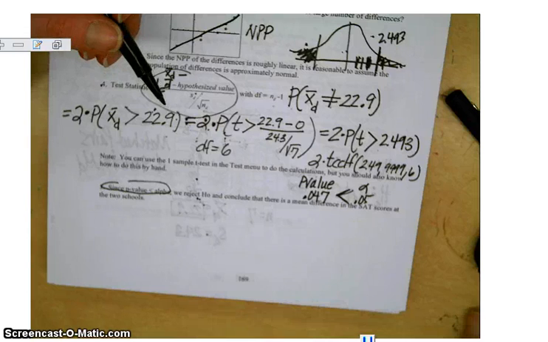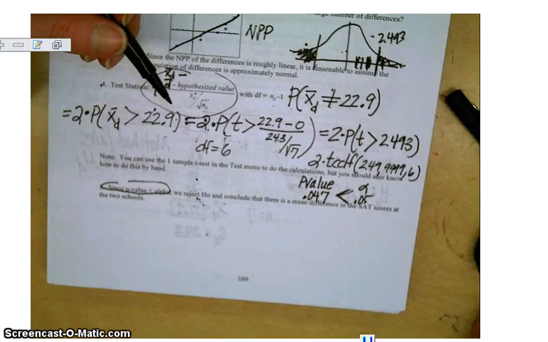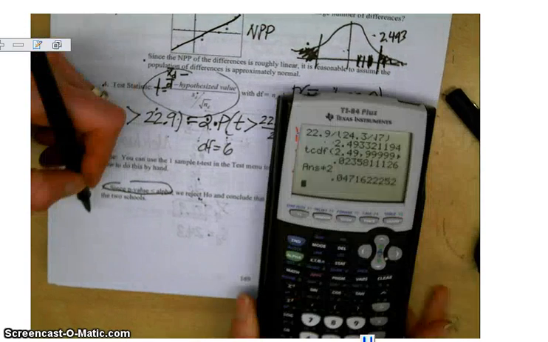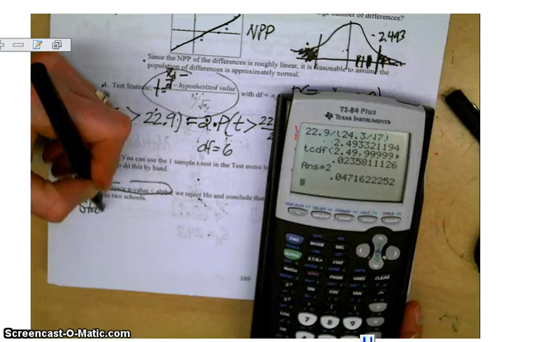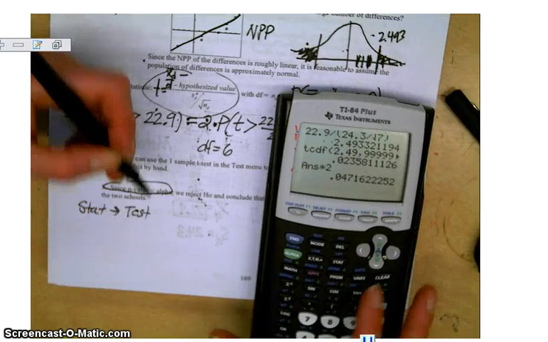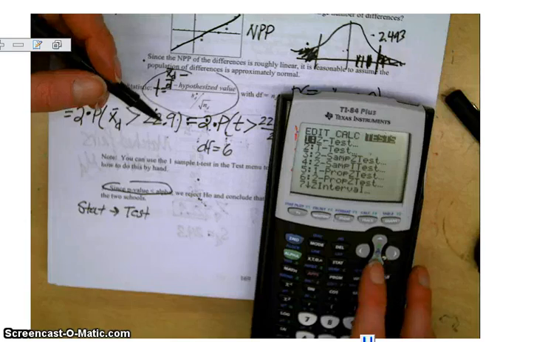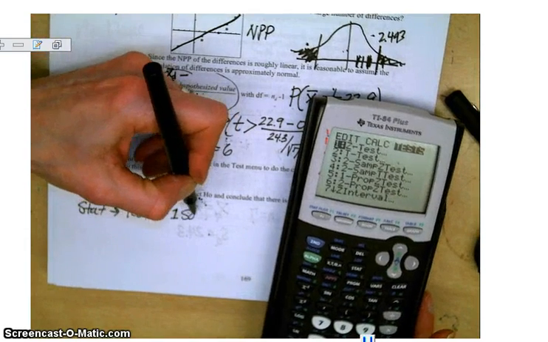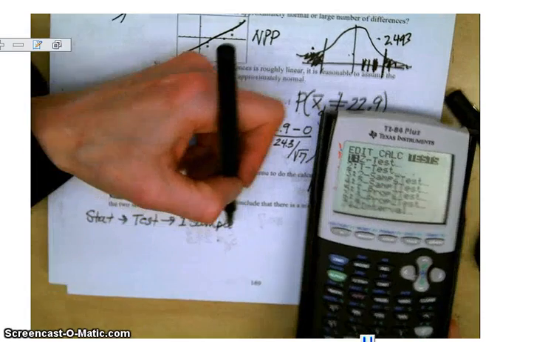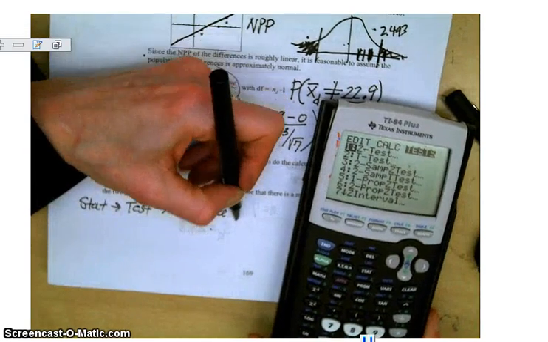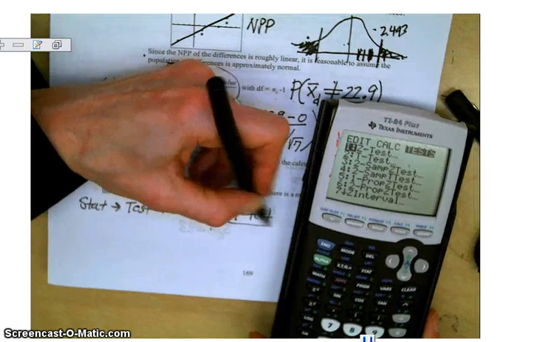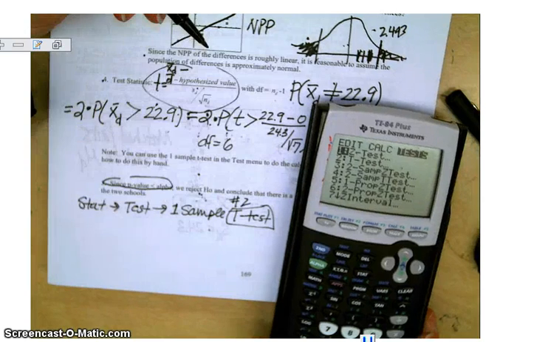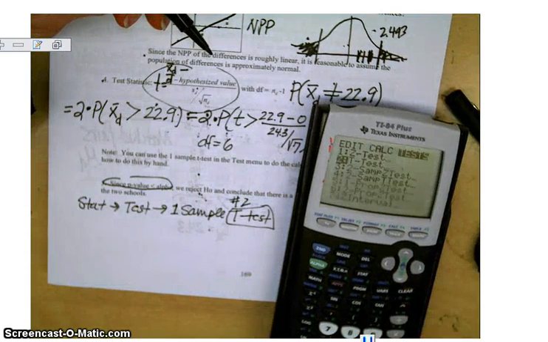So I could have just done this whole thing on my calculator, okay? You have to show all these steps if you're going to do it by hand. If you were going to do this on your calculator, you would have gone to Stat, over to the Test menu, and you would have wanted to do a one sample t-test. Basically just a t-test, number 2. So one sample t-test, so just a t-test.